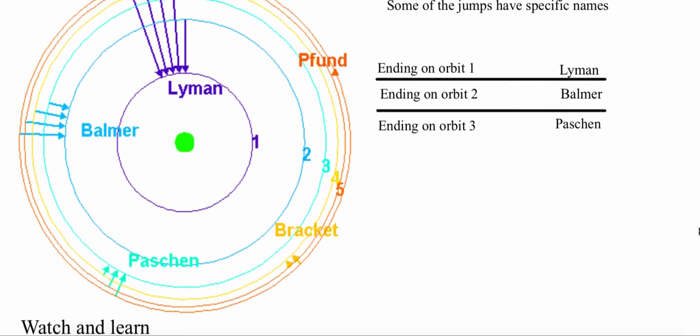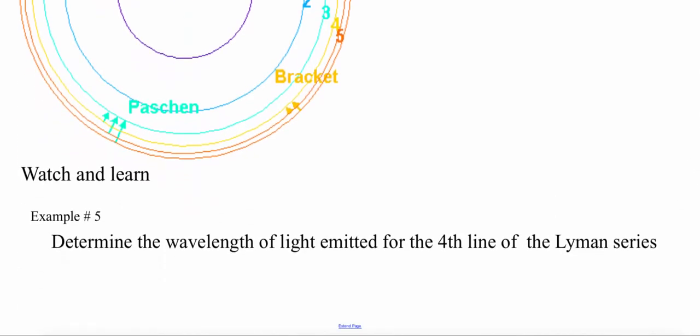So let's say we have a question like this. It says, determine the wavelength emitted for the fourth line of the Lyman series. So this question is essentially the same as our question in the last video because it's jumping from the fourth to the first line. But I'm going to show you a different way of doing this.